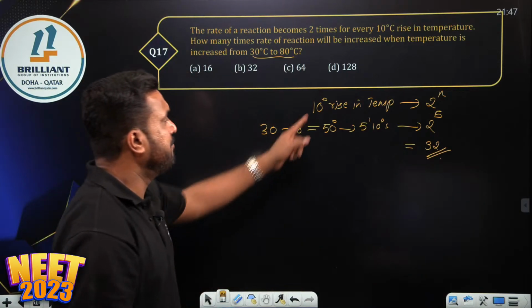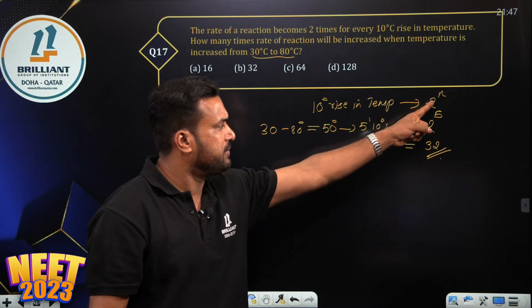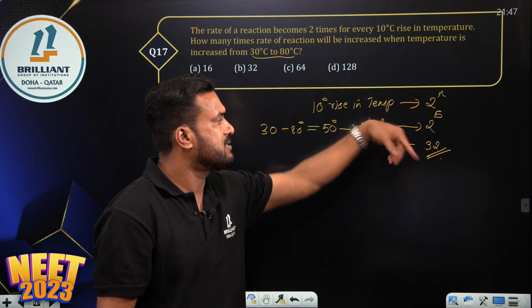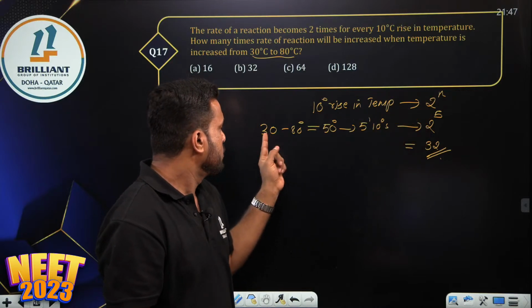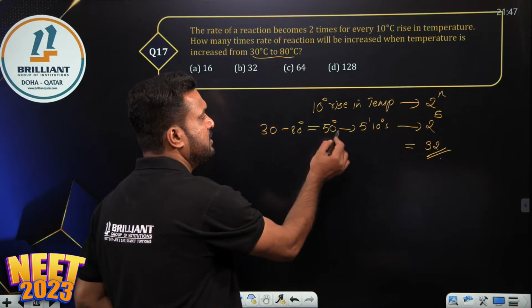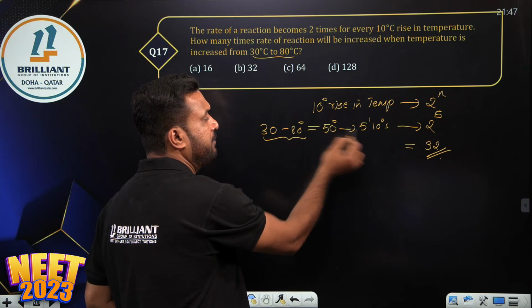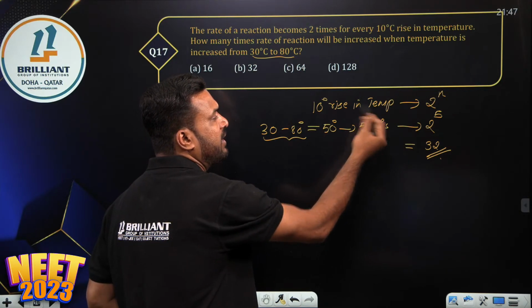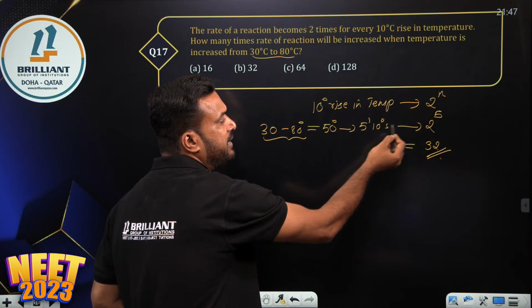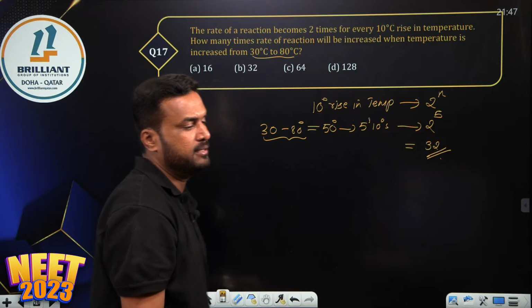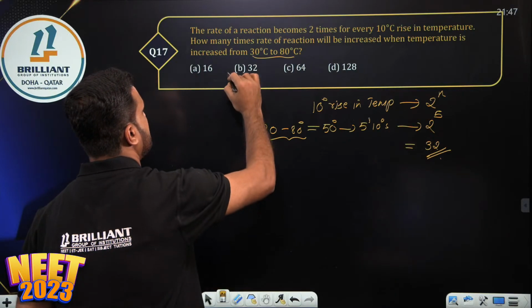Yeah, for every 10 degree rise in temperature, rate of reaction will be double, which means it's a fold, 2 raised to n. So 30 to 80 degrees, the difference is 50 degrees. 50 degrees means 5 tenths are there. For one 10 degrees, 2 raised to 1. So for five 10 degrees, 2 raised to 5. 2 raised to 5 will be 32. Correct answer is option B.